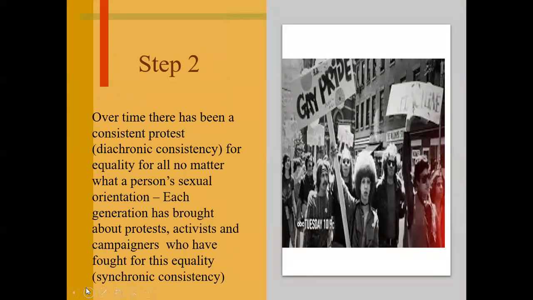Consistency has to be over time. So over time, there has been a consistent protest. Remember, this is a diachronic consistency for equality for all, no matter what the person's sexual orientation is. We can go back over time and we can find incidences, records of people who have been campaigning for the same thing over time. So there has to be that time element in their consistency.